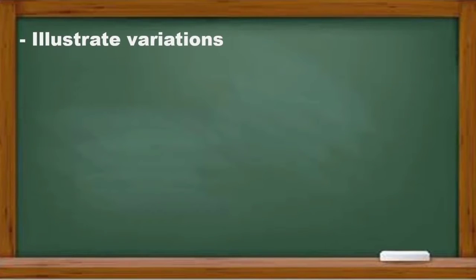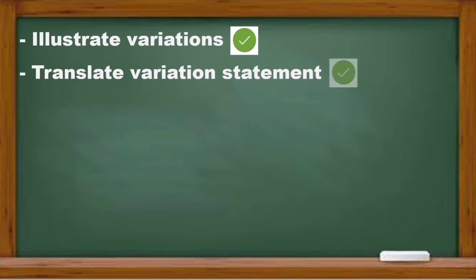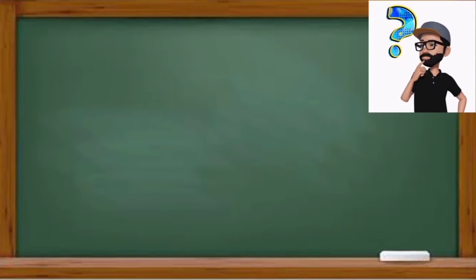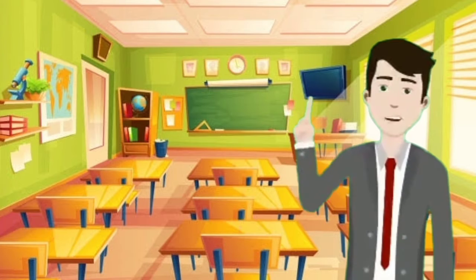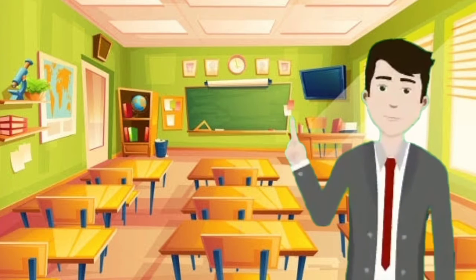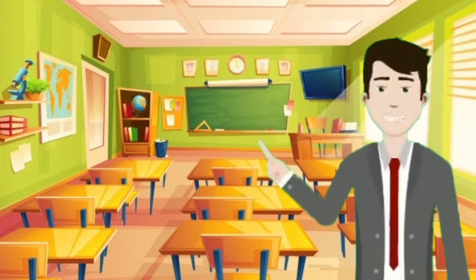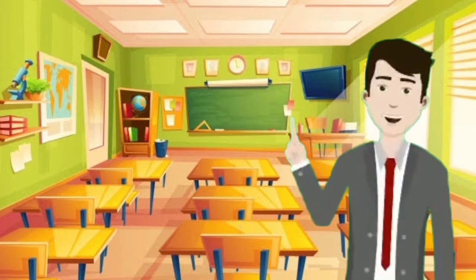In this lesson, we assume that you already learned about illustrating variations and also translating variation statements. These two things are very important. But the question is, how to solve direct variation? One of the most difficult parts in mathematics is solving problems. That is why it is very important to understand it step by step.